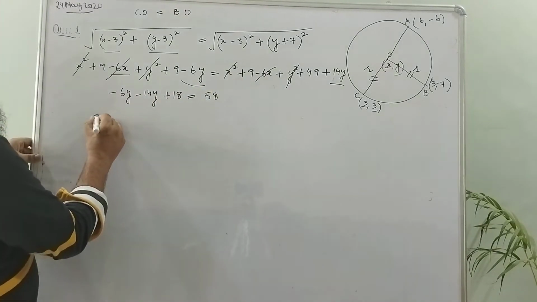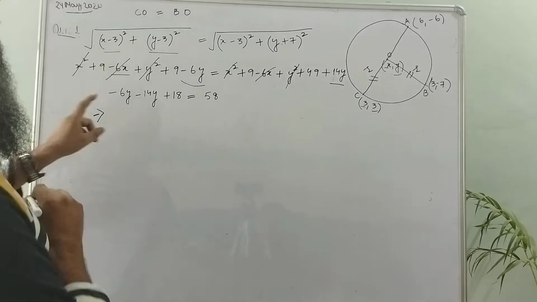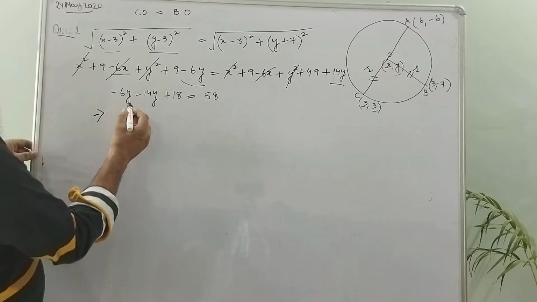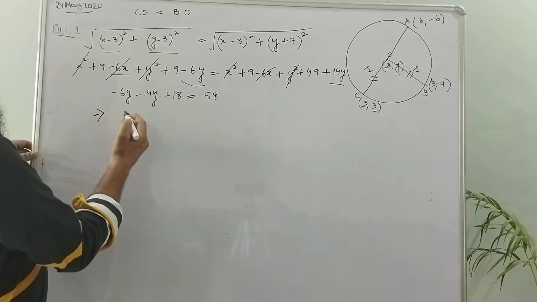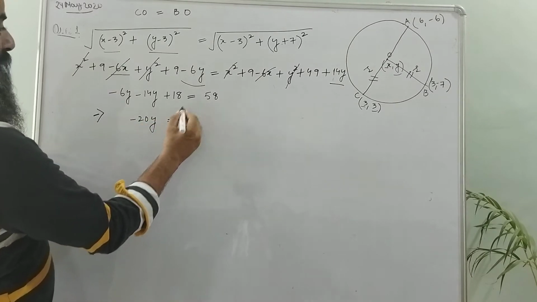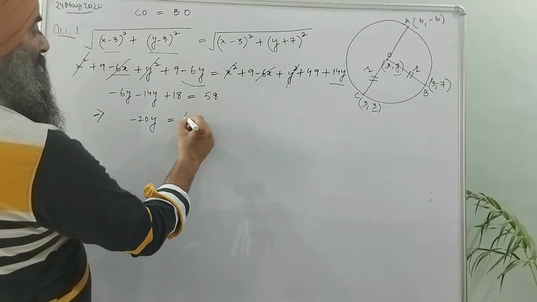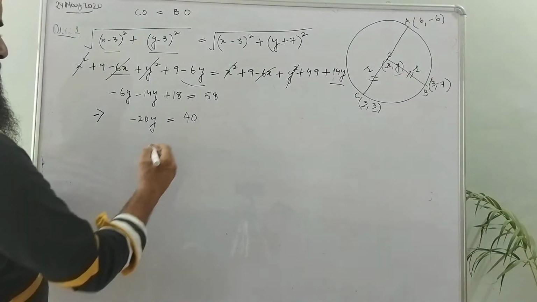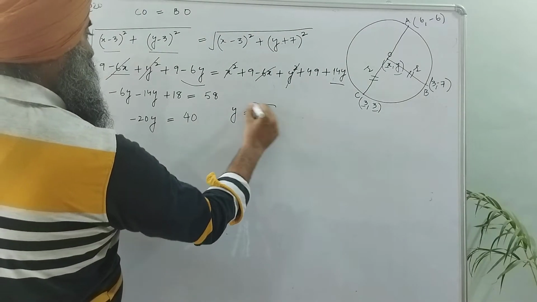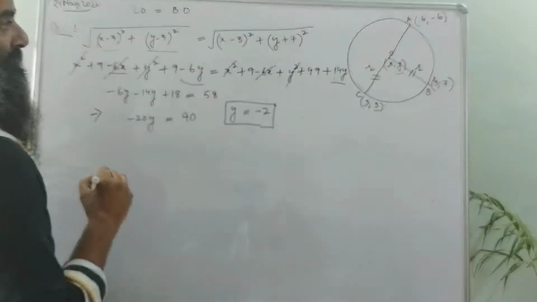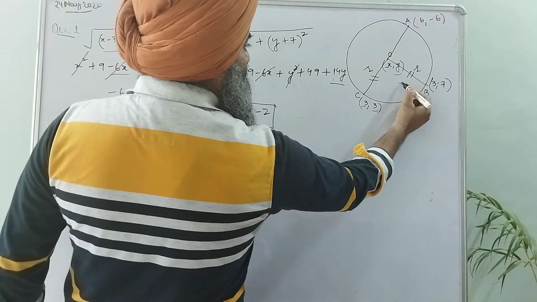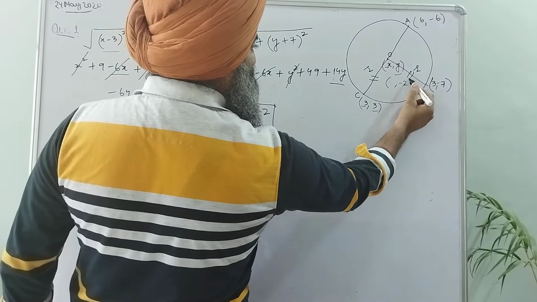Okay. So what is the equation? We get minus 6y minus 14y. So 14 plus 6, yes students, 14 plus 6 is how much? 20. So we get minus 20y is equal to 58 minus 18, so that is equal to 40. So y is equal to, from here we will get, minus 2.